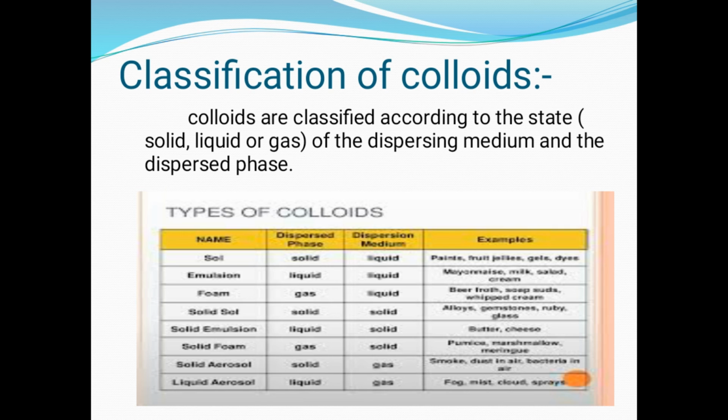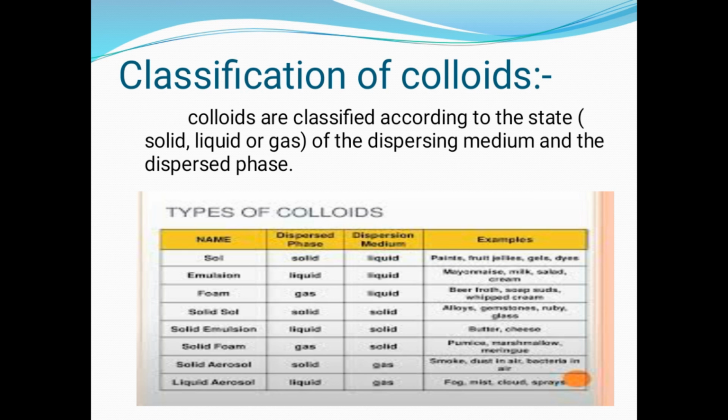Next, classification of colloids. Colloids are classified according to their state. In solutions, we have seen that based on the solute and solvent type, like solid in liquid, we have different types. Here also, based on the type of dispersed phase and dispersion medium, we will have different types of colloids. If the dispersed phase is solid and the dispersion medium is liquid, it is called a sol. And if both are liquids, it is known as an emulsion.